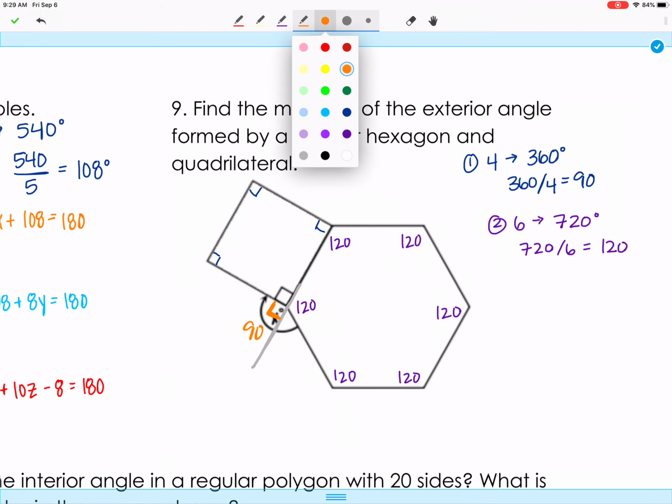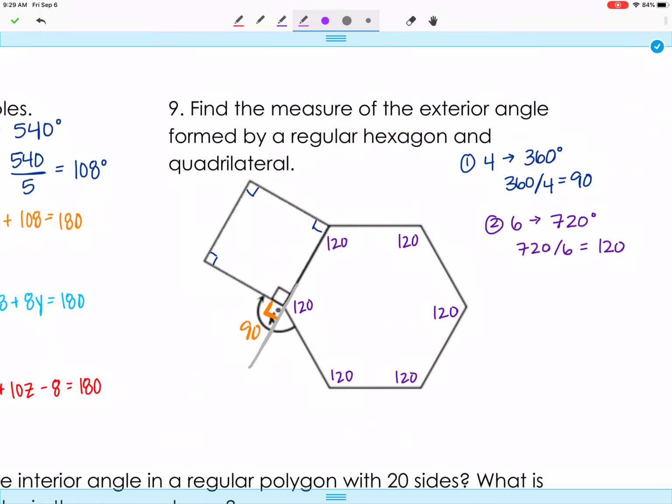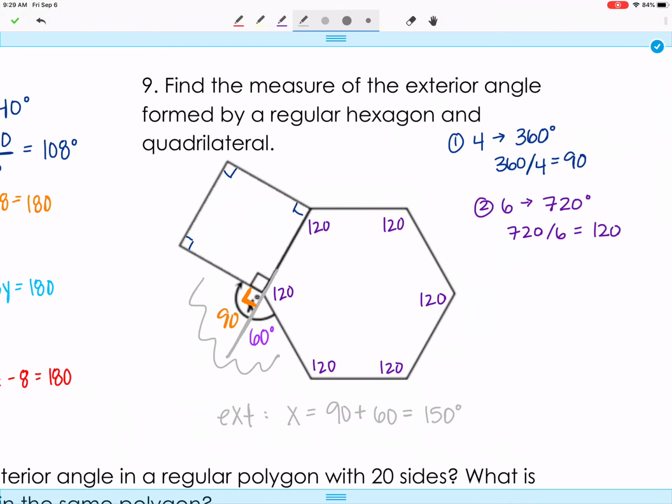All right. Now in the bottom half, if the interior is 120, then its linear pair would be 180 minus 120, which would be 60. So together, the entire exterior angle would be 90 plus 60, which would be 150 degrees total. Okay? So you kind of just have to break it apart into the two shapes and then sum it together to get the total exterior angle that's represented by x.